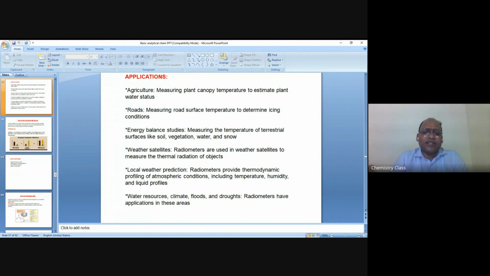Nowadays, this is also used by the Met department for forecasting heat, cold, and all those things. Water resources, climate, floods, and droughts: radiometers have application in these areas also. So these are the areas where you can apply the radiometric method.